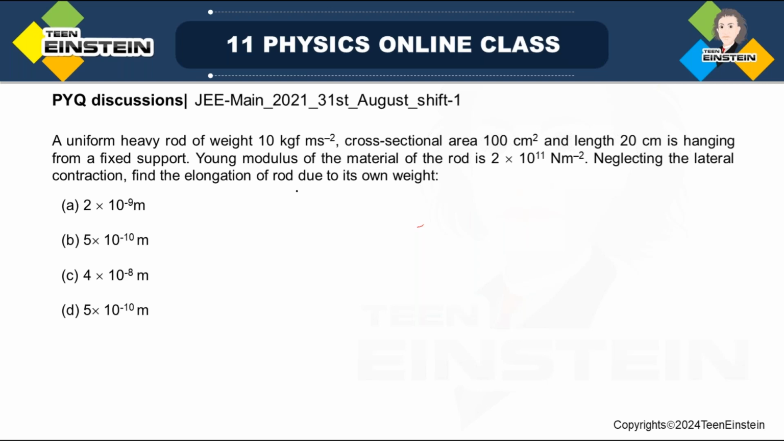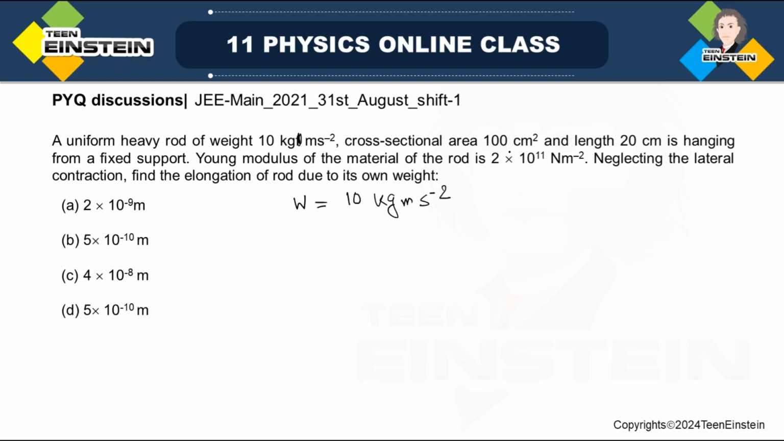The first question says a uniform heavy rod of weight 10 kg meter per second square. That means the weight itself. Okay, this is weight itself, 10 kg meter per second square.